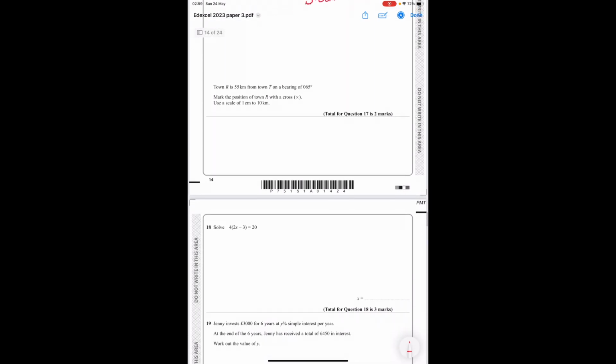Solve. So we're expanding brackets and then solving. So 4 times 2x is 8x minus 4 times 3 is 12 equals 20. I'm going to add 12 to both sides, which gives me 8x equals 32. I'm going to divide both sides by 8, gives me x is 4.